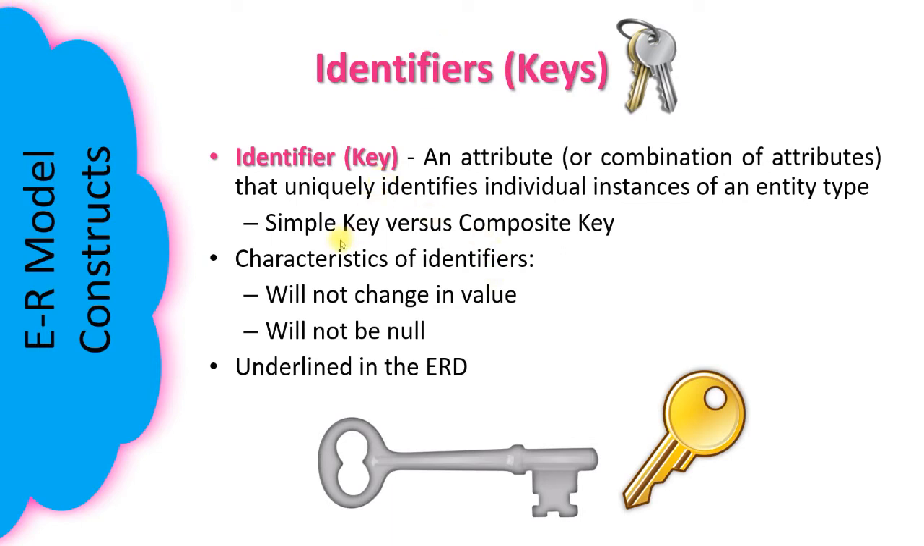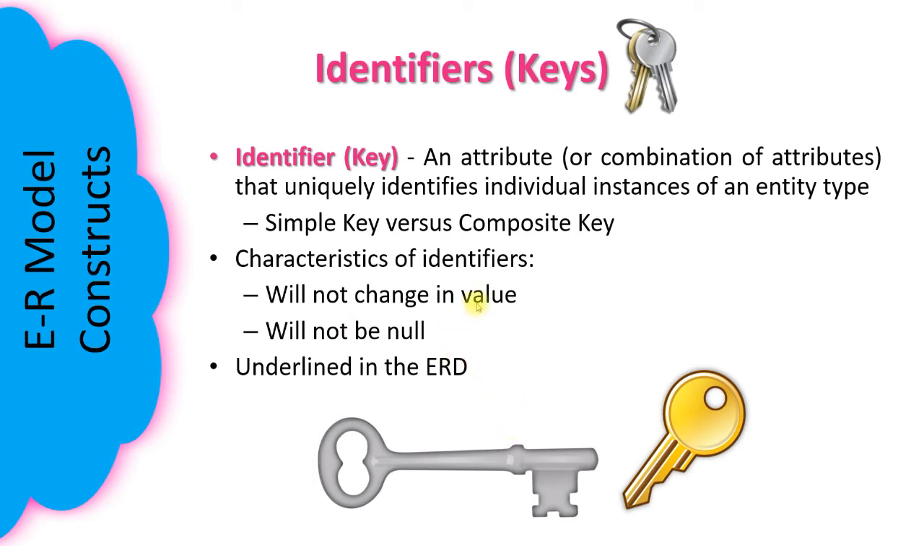Alright, so the identifier can be divided into two: simple key and composite key. That will be explained in the next slide. Now, the characteristics of identifiers. Number one is that it will not change in value. What does it mean? Your student ID is a data value for the student ID field or attribute. Once it has been assigned to you, it will not change forever. It will be assigned to you permanently.